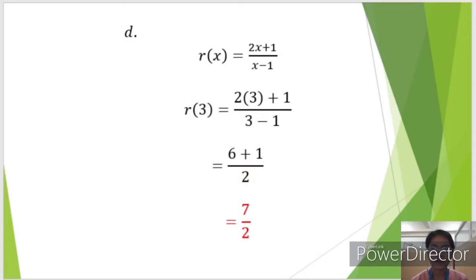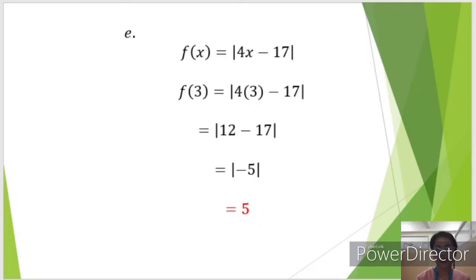Next. For example, letter D, we have r of x is equal to 2x plus 1 over x minus 1. Okay? So replace x by 3. We have 2 times 3 plus 1 over 3 minus 1. So 2 times 3 is 6 plus 1, that is 7. And then for the denominator, we have 3 minus 1, that is 2. So the answer is 7 over 2.